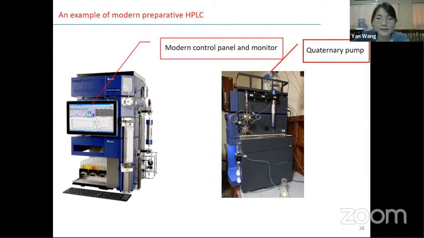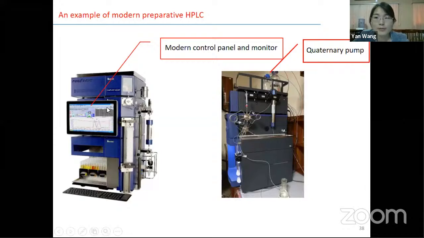And then the second part is a control panel here. Now we have a computer instead of the painting needle. We have a computer, we have a screen, and this is a touch screen. We can touch it, then we can set the method. Amazing, right? And here we can monitor, we can see the peaks.